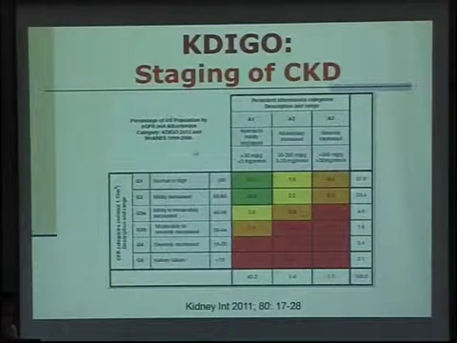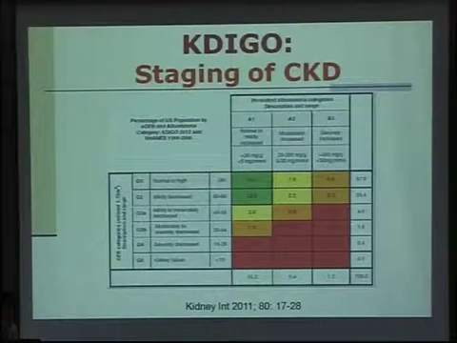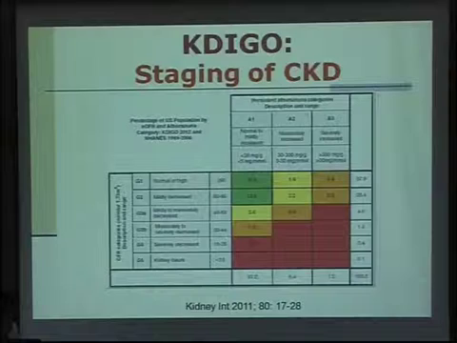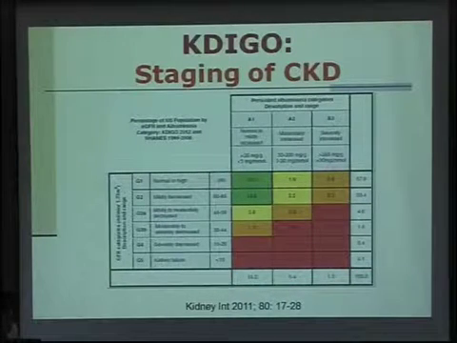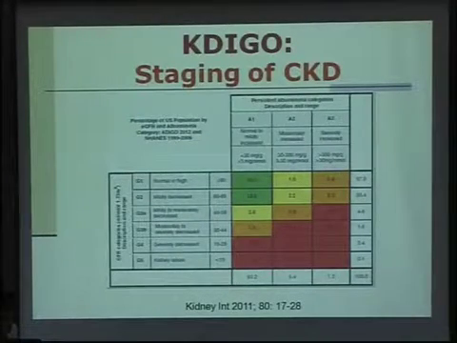Regarding estimated GFR, I agree with the doctor who said the CKD-EPI equation is the recommended equation to be used in the current KDIGO guidelines. Why? Because it works well in the high GFR. And one of the major problems of the MDRD equation is that it doesn't work well with high GFR.